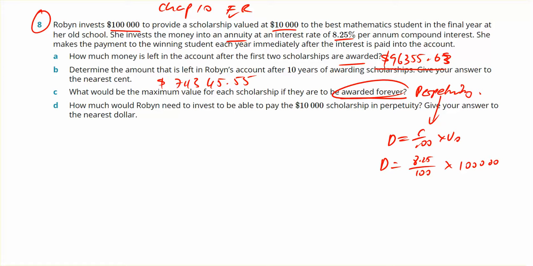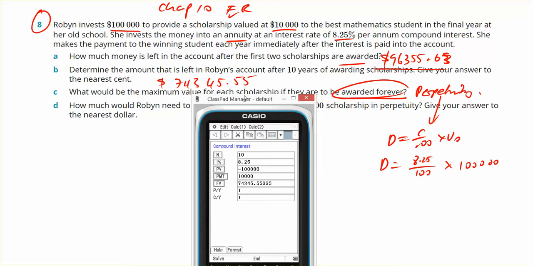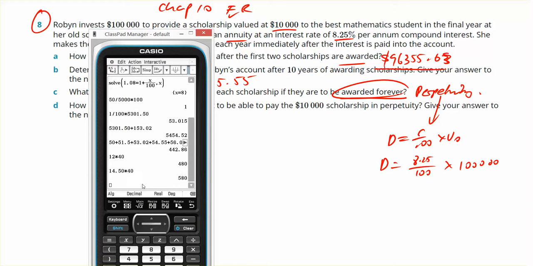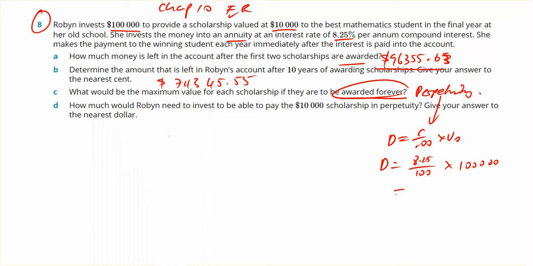So let's see how much can be awarded to the recipient each year. So 8.25 divided by 100 times 100,000 is 8,250. So the maximum they can award is $8,250. If it goes beyond that, then you're eating into more than the interest. This is essentially the interest per year, so they can award $8,250 without eroding the account.